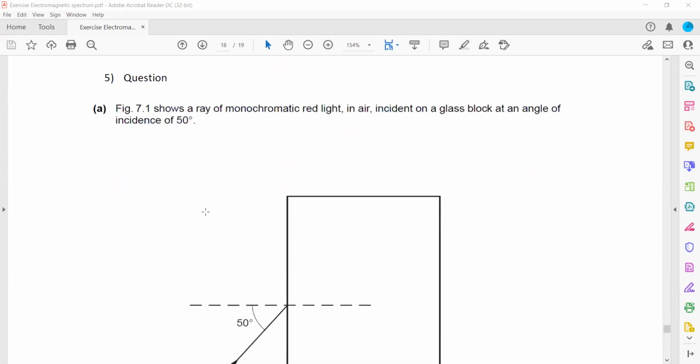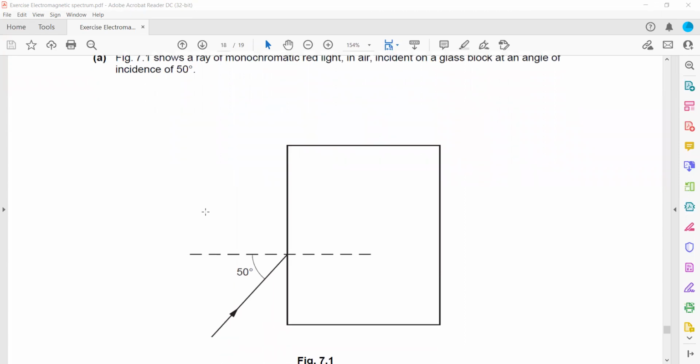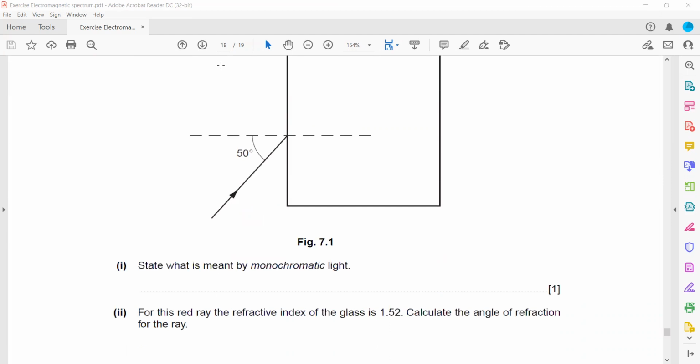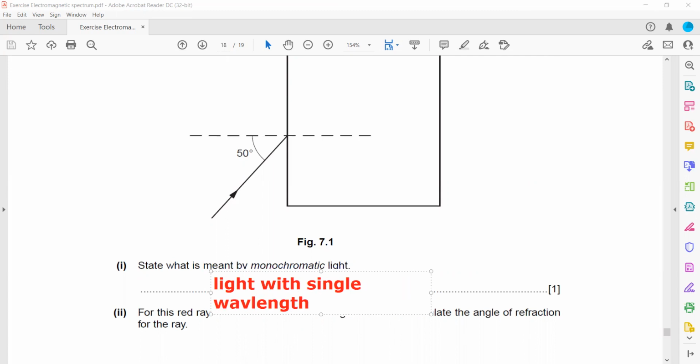Then this question: figure 7.1 shows a monochromatic light. Monochromatic means light with a single frequency or wavelength. State what is meant by monochromatic. What is the definition of monochromatic? It means light with a single wavelength, or light with one wavelength. That is called monochromatic.